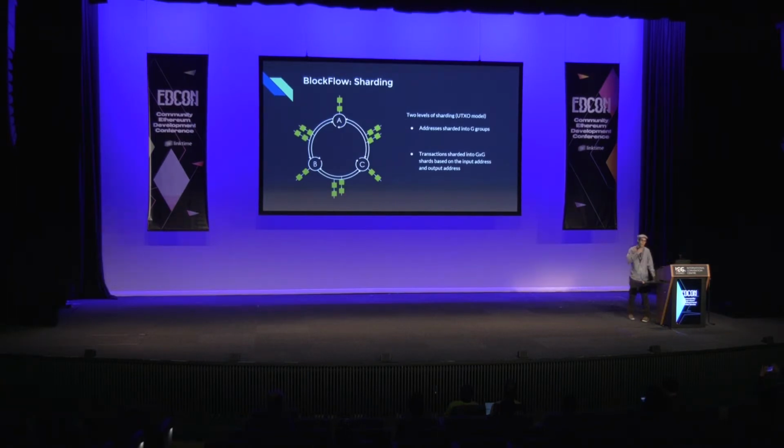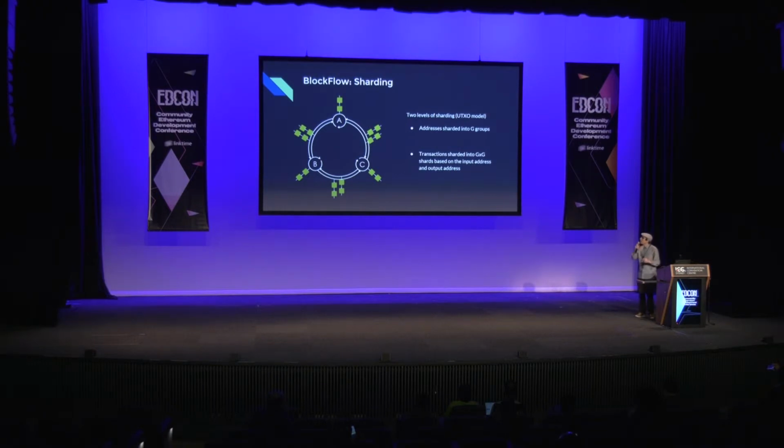So let's see how the sharding works in practice. Our sharding approach is quite different from the existing ones. We use a scalable UTXO model, and we have 2 levels of sharding. At the first level, we take the addresses and we shard them into G groups. G is a parameter of the network.